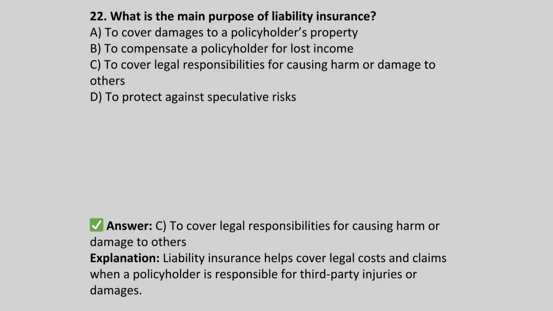What is the main purpose of liability insurance? A. To cover damages to a policyholder's property. B. To compensate a policyholder for lost income. C. To cover legal responsibilities for causing harm or damage to others. D. To protect against speculative risks. Answer: C. To cover legal responsibilities for causing harm or damage to others. Explanation: Liability insurance helps cover legal costs and claims when a policyholder is responsible for third-party injuries or damages.